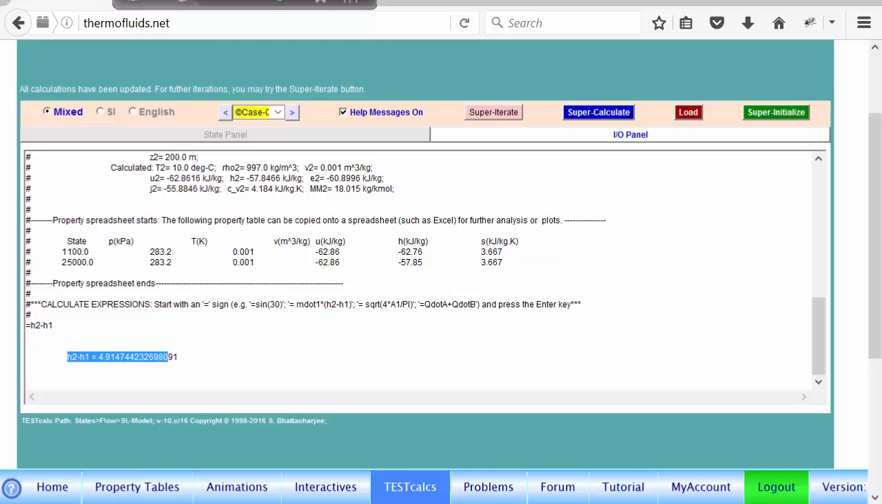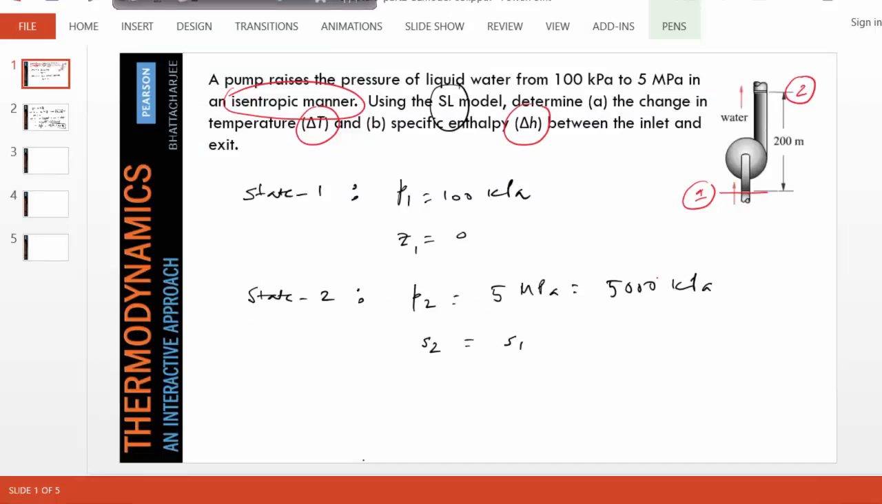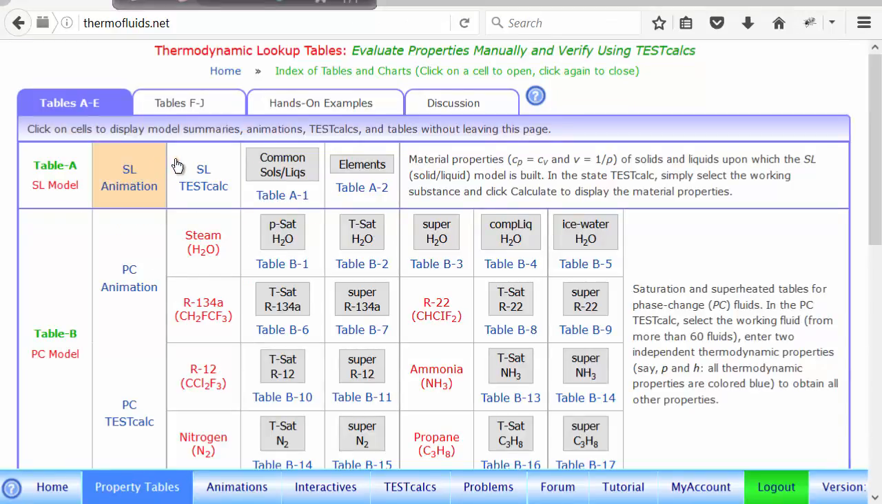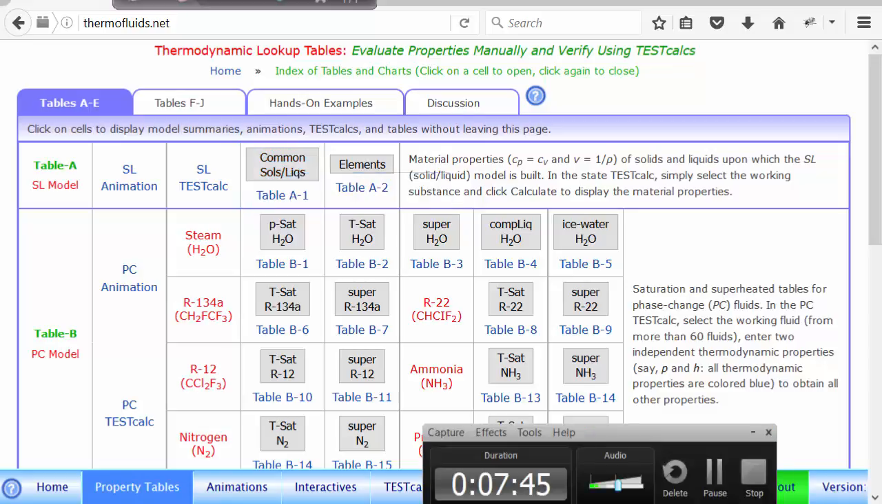So it's quite simple to solve a problem using the SL model. The properties of the SL model are in the table, as I showed. If you go to the property tables, the first table is the common solids and liquids. The SL table is right here, and then you can verify the solution using the SL TESTcalc. So go ahead and solve a few problems, and you will find how easy it is to use the SL model.